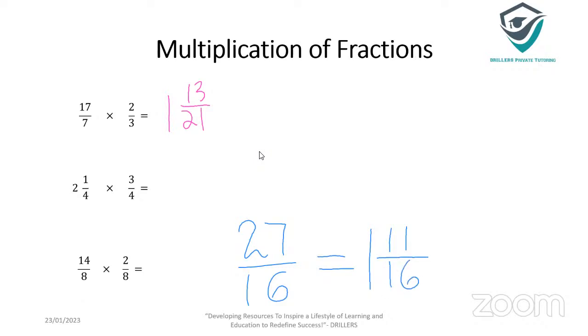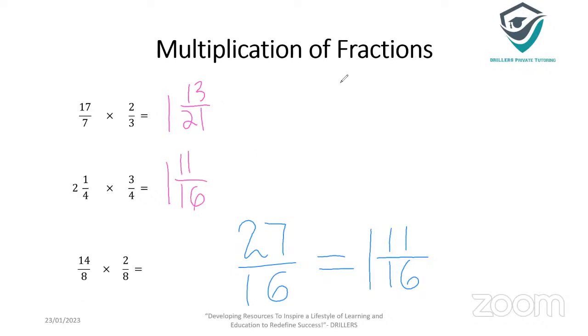So 11 again is also a prime number. It can only be divided by 1 and itself. So therefore it's not going to have common multiples with many numbers. Only numbers that are divisible by 11. 16 cannot be divided by 11, so therefore this fraction cannot be reduced. So our answer is 1 and 11/16.